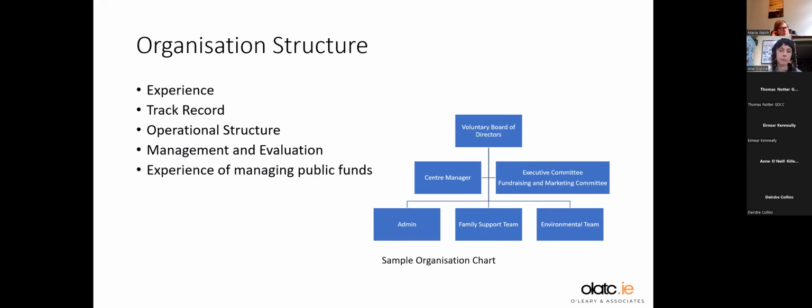If you have that done already, then it's very quick: you just take that information and put it into the application form. The organization structure: every application will ask you for details about your structure and your governance structure. So we would write up a bit about the experience of the board, committee or management team, the track record in terms of your experience in managing projects, getting funding, managing public funds, and achieving projects at a local level. Then your operational structure, like if you've got staff, a manager, coordinator, administrator, or staff workers, security volunteers, or STEAM workers. And your management and evaluation, how you manage projects and how you evaluate them, and then your experience in managing public funds.